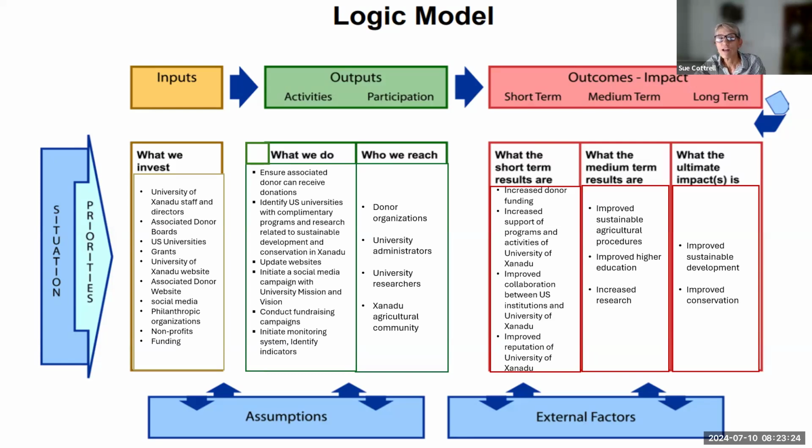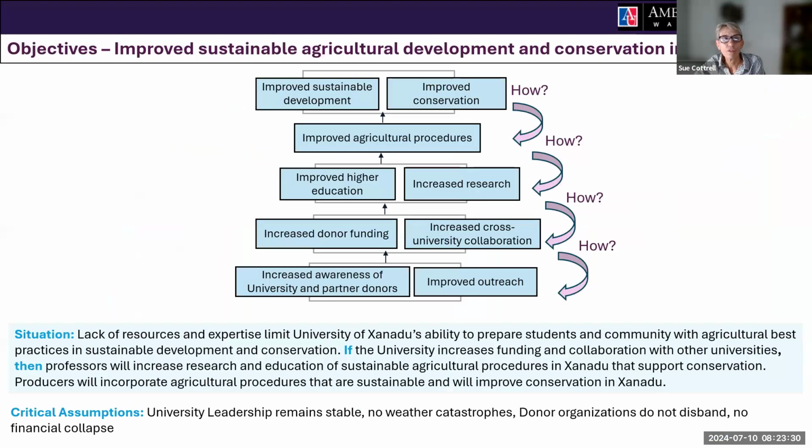Assumptions and external factors I had outlined on the earlier slide, which I can just briefly show you. So the university leadership remains stable. There are no weather catastrophes. Donor organizations do not disband, and there's no financial collapse. So that's an example of how you build a logic model starting with the results framework.